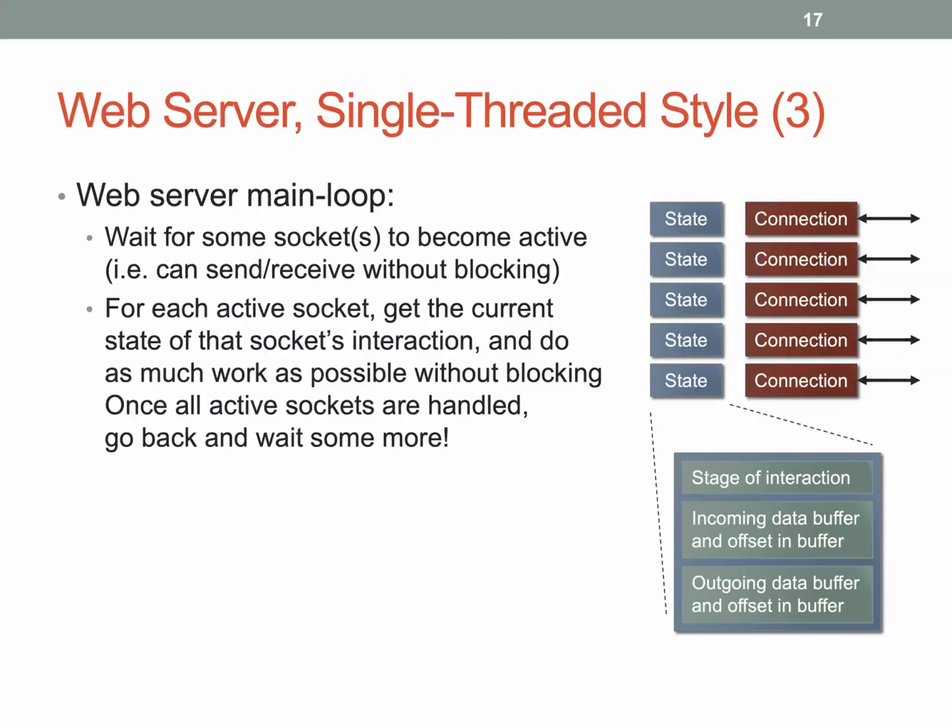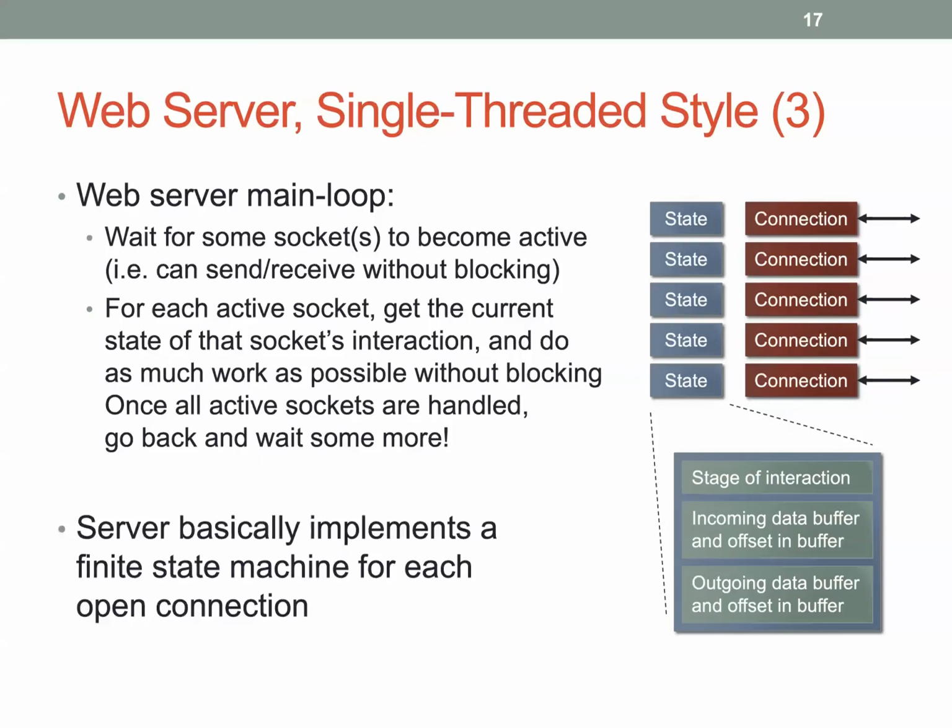And so for each socket, you get the, so these are sockets that you can do something on. You go look at the socket's associated state. You do as much as you can, and then you go on to the next active socket. And this is basically your entire loop. But you're still doing it all with one thread.